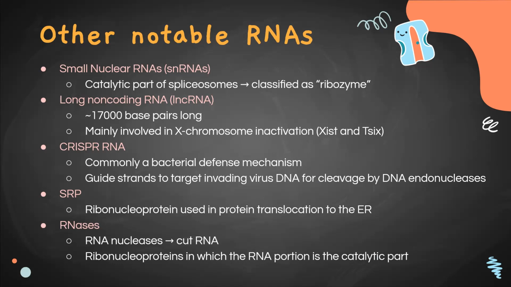We have CRISPR RNA. It's a common bacterial defense mechanism. These guide strands are going to target virus DNA, and they can cleave that DNA with the use of endonucleases. SRP is a ribonucleoprotein used in protein translocation to the ER. And then we have RNases. It's a weird word. These are RNA nucleases that cut RNA. And the ribonucleoproteins are the RNA portion that is the catalytic part.